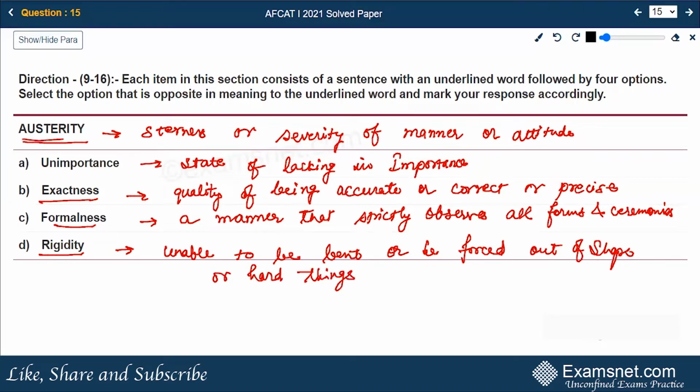So the correct antonym for austerity is unimportance. This is the word we are looking for. Hence, option A is your correct answer.